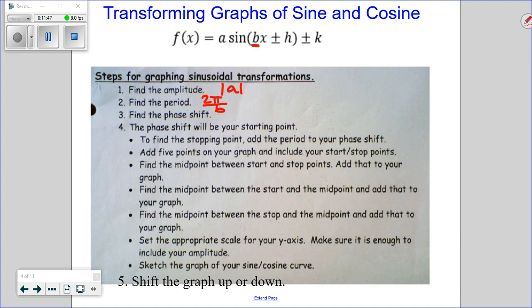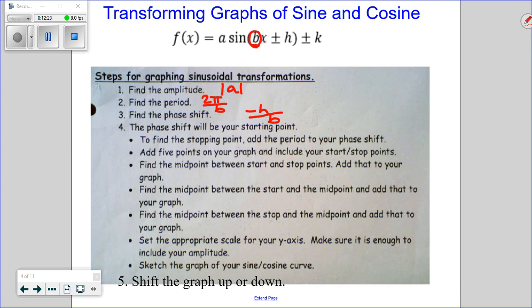Okay, your phase shift. The phase shift is your horizontal shift to the left or right. Again, we're just giving it a new name. So remember how your left-right shift is always opposite what it seems? So it's the opposite of h, or negative h. But then remember how we always had to factor out b? Well, in order to factor it out, we're going to divide by b. So your phase shift is always negative h divided by b. So you always want to start these graphs by finding these 3 things: amplitude, period, and phase shift. And then you're ready to start sketching your graph.